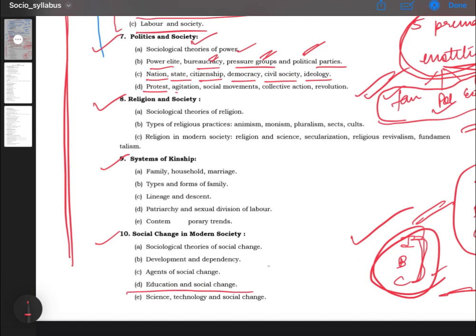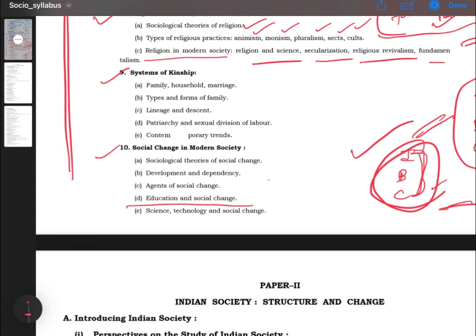Next is protest, agitation, social movements, collective action, revolution. Next unit is religion and society: sociological theories of religion, types of religious practices, animism, monism, pluralism, sects, and cults. Religion in modern society, religion and science, secularization, religious revivalism, and fundamentalism. Systems of kinship, family, marriage, household, types of family, lineage and descent, patriarchy, and sexual division of labor.